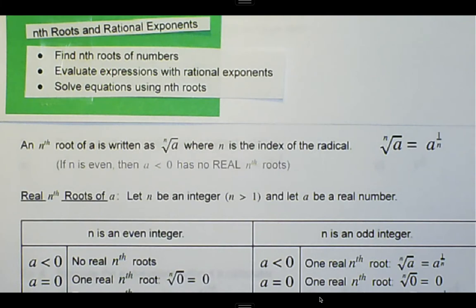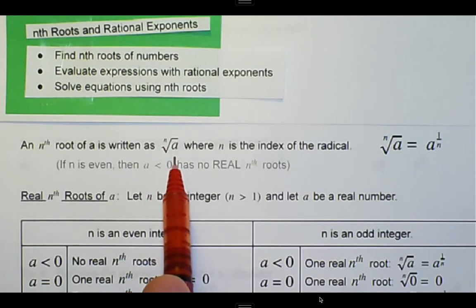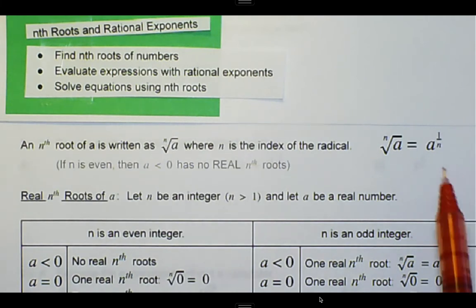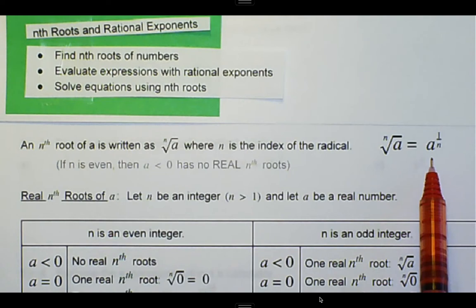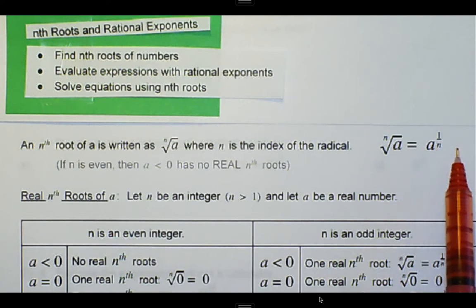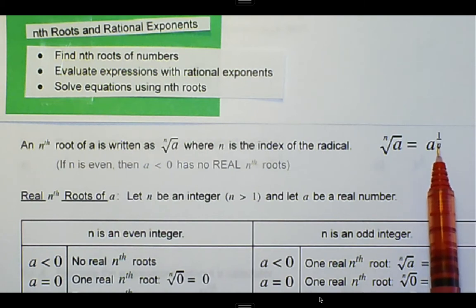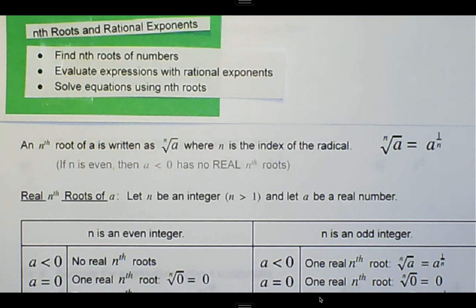of A is written as the radical sign where the n is above the bracket, and then the A is underneath the bracket. So in this case, these two statements are equivalent. The nth root of A is equal to A to the 1 over n power. So if we're going to rewrite this, basically anything that shows up in the denominator of the exponent is allowed for us to put on the bracket of the radical.